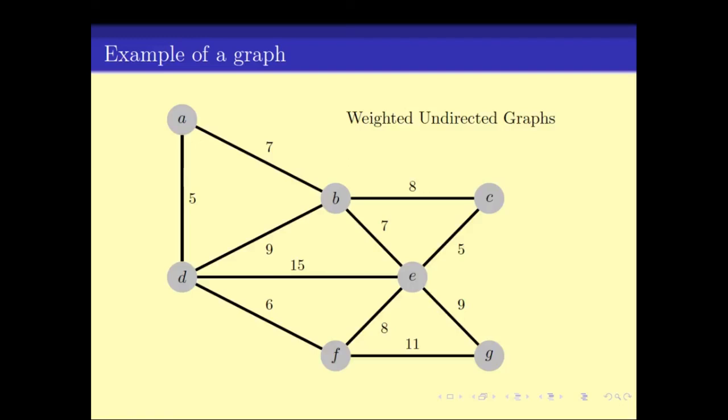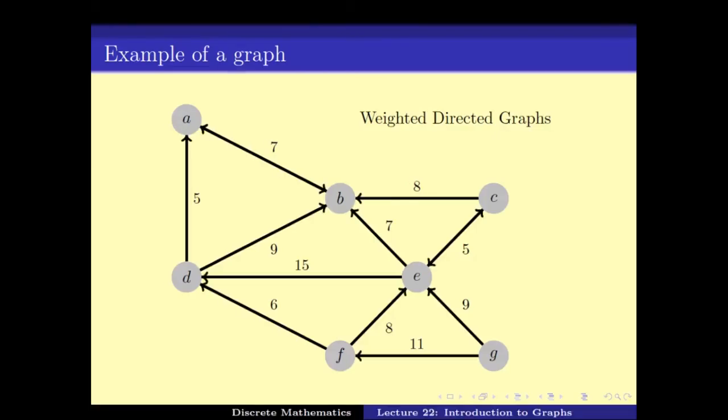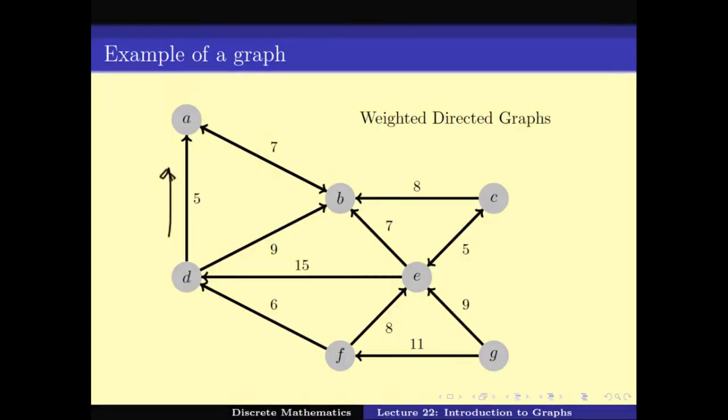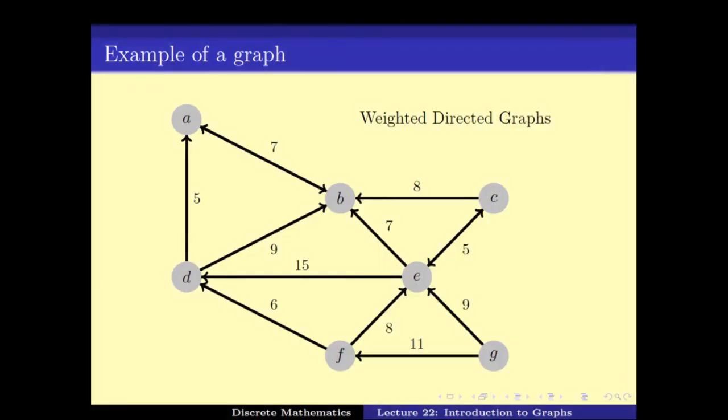Also, if we don't want to have an undirected graph, in other words, the binary relation is not reflexive, we usually denote the non-reflexive edges using arrows. So this arrow means that D is related to A because there is an edge from D to A. But since there is no edge from A to D, it means that A is not related to D. You can think of it as one-way paths. If these are cities, this says that there is a flight from D to A, but there is no flight from A to D. That is represented using this kind of graph, and we call it a weighted directed graph. Of course, if you don't have the weights, we just call it a directed graph.